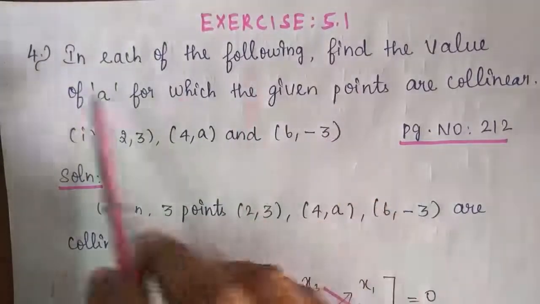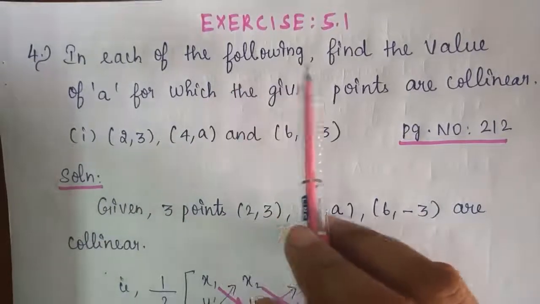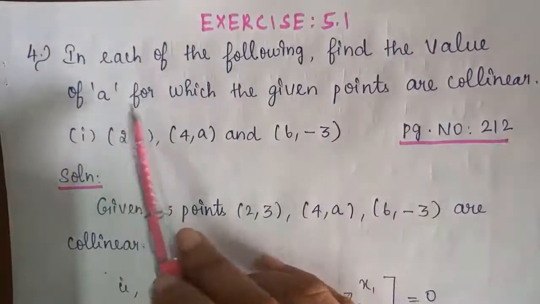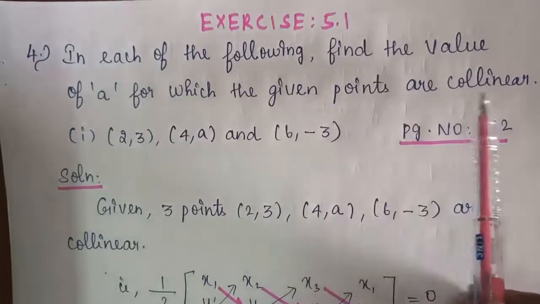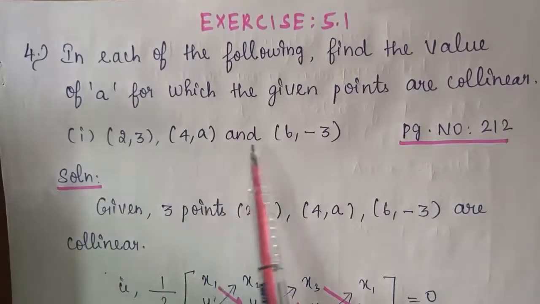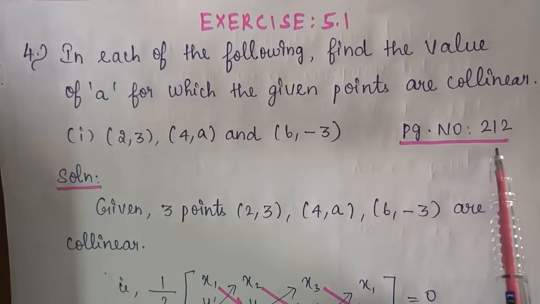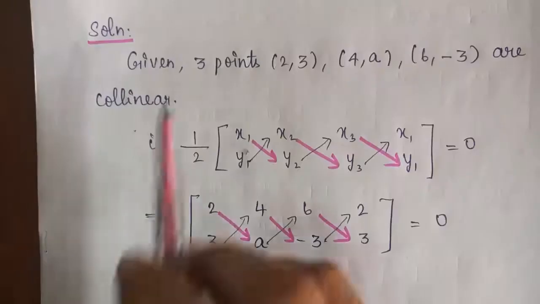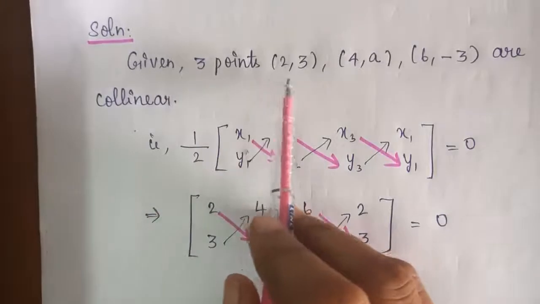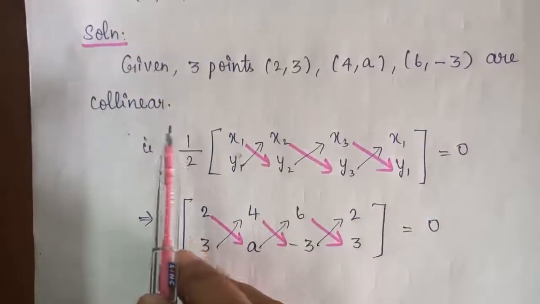Exercise 5.1 continuation, sum number 4. In each of the following, find the value of a for which the given points are collinear. First subdivision: (2, 3), (4, a) and (6, -3). This belongs to page number 212. Solution: given that the 3 points (2, 3), (4, a), (6, -3) are collinear.